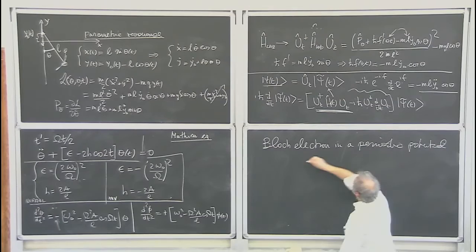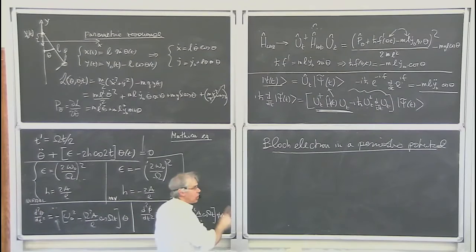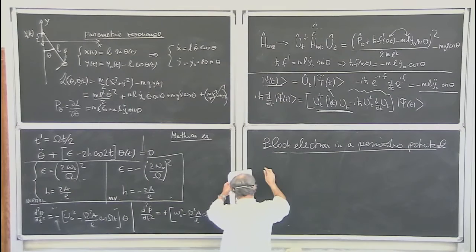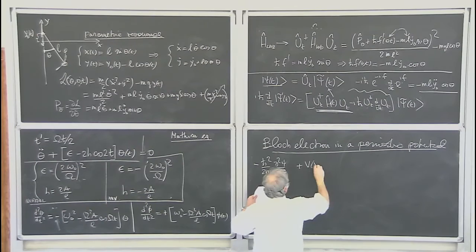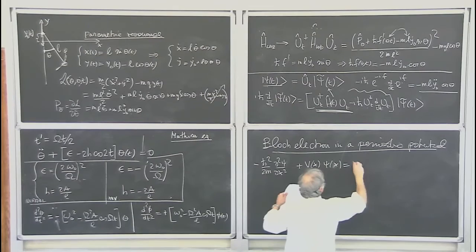Okay? Now, consider the Schrödinger problem. Notice, Schrödinger problem, not pendulum. So, I do have the following thing. It is essentially minus ħ² over 2m, the second derivative of ψ, plus V(x) times ψ(x) equal to E ψ(x).